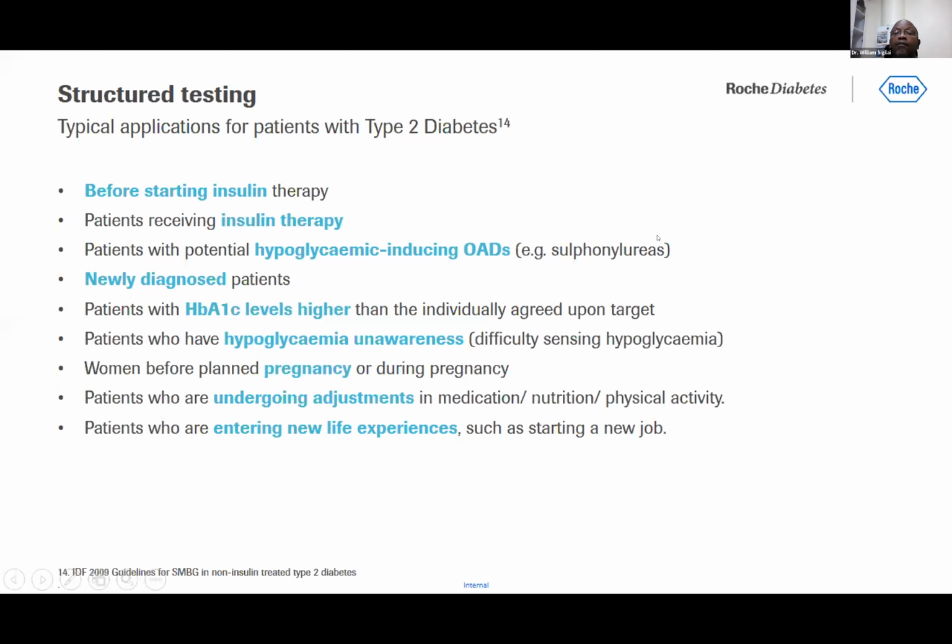And especially among the vulnerable groups, which are the elderly, people with renal diseases, and so forth. Very useful in newly diagnosed diabetics, in patients with A1C levels higher than the agreed target, and in patients who have hypoglycemic unawareness. We have a condition like that where the patient no longer senses when the blood sugar is dropping below 4, even to 3, to 2, and the patient has no warning symptoms. So structured testing will help in picking this population.